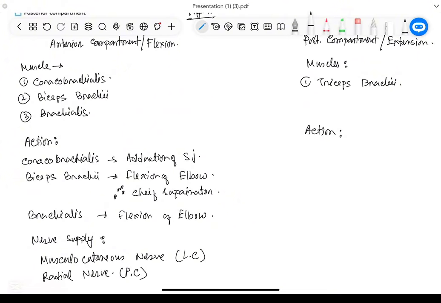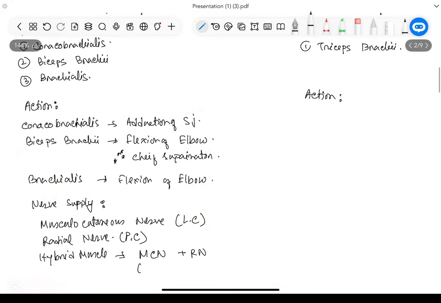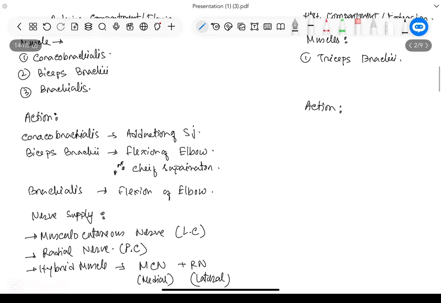Now, which muscle is supplied by which nerve? You have to remember all the muscles are supplied by the musculocutaneous nerve. The brachialis muscle here is the hybrid muscle. So, who is the hybrid muscle? The hybrid muscle is brachialis. It's supplied by the musculocutaneous nerve plus the radial nerve. Musculocutaneous nerve will supply the medial half and radial nerve will supply the lateral half of the brachialis muscle. All other muscles are supplied by only the musculocutaneous nerve. So, that is all about the anterior compartment related information.